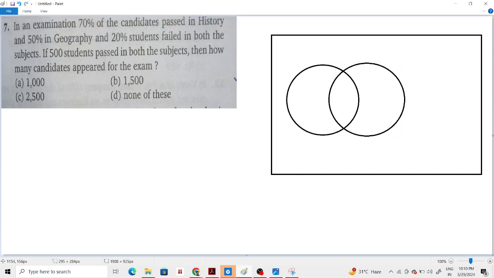So history, geography. History is 70%, geography is 50%. Now 20% of students failed in both. This is the outside part. 500 students passed in both the subjects. So this is 500, but this is given in numbers, not in percentage, at the intersection.